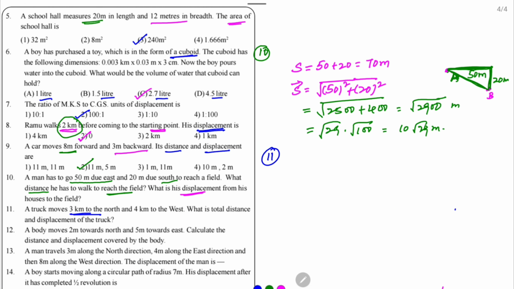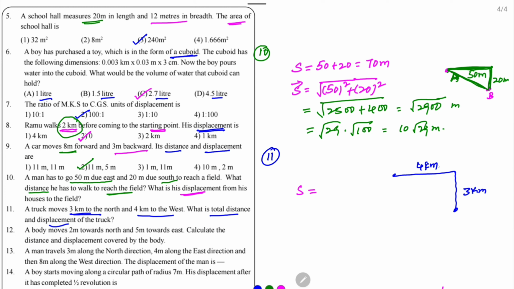Let me take this as the reference point. From here he is moving north 3 kilometers, and 4 kilometers west. From here 4 kilometers west, this is 4 kilometers, right? What is the total distance and displacement? Again, follow the same thing.